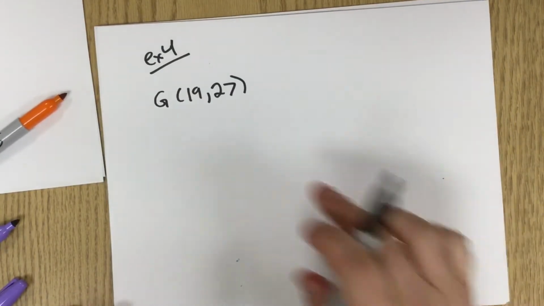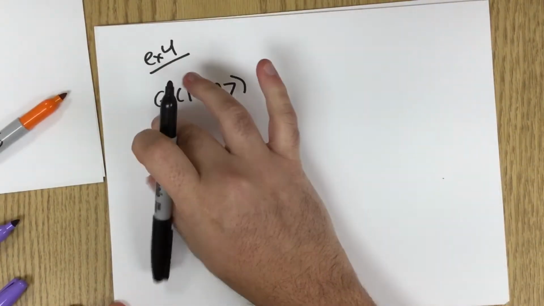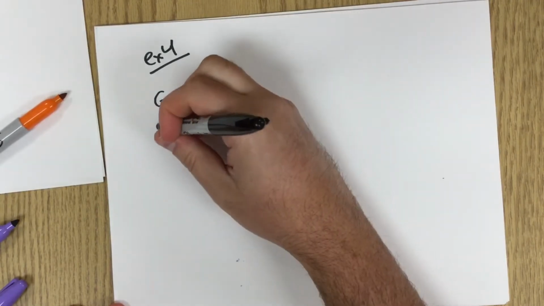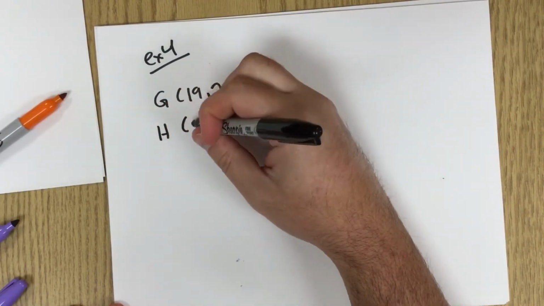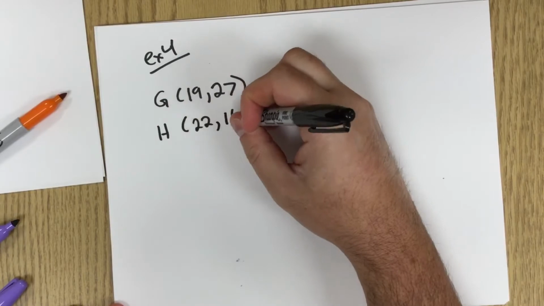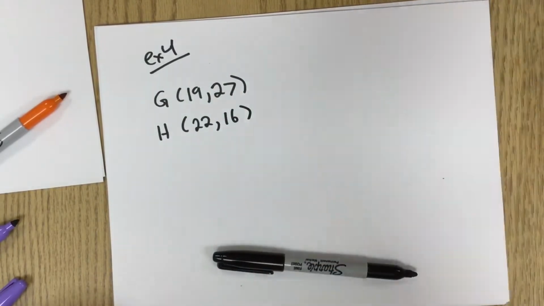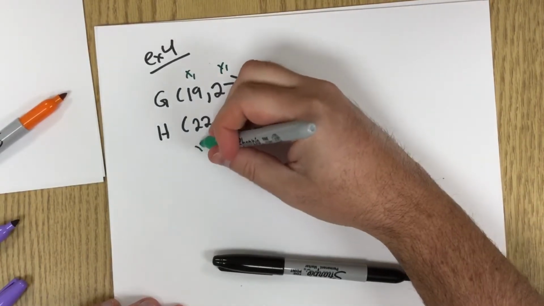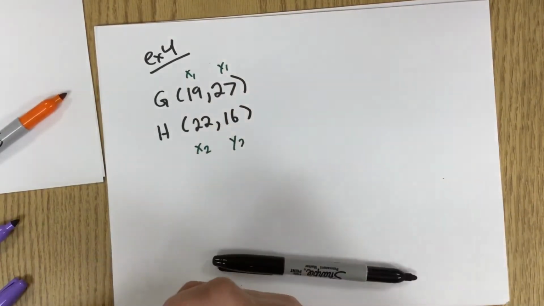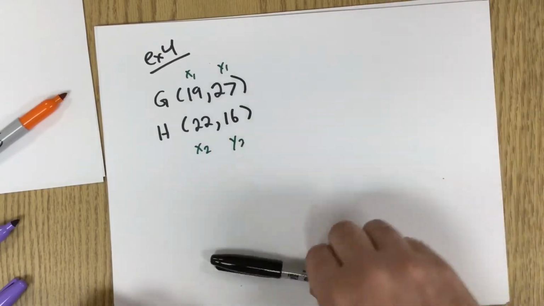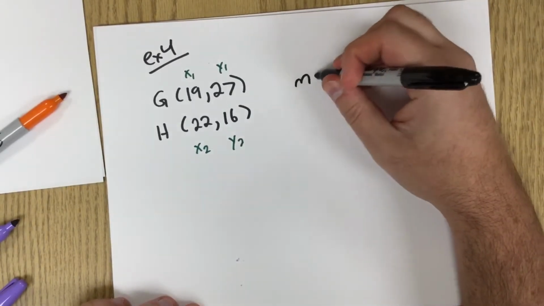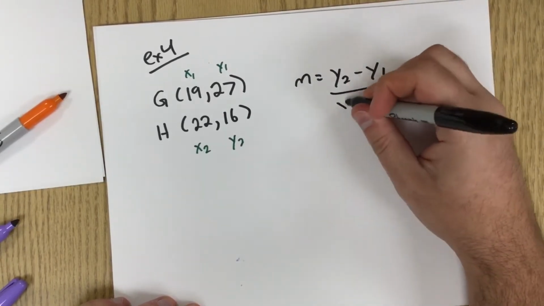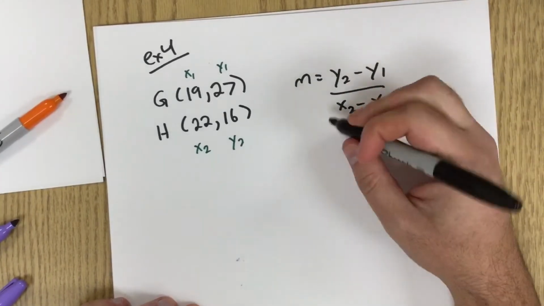Example 4. So G is going to be 9. Remember, these letters don't mean anything. It's just a name for that. G is 19 and 27. H is 22 and 16. X1, Y1, X2, Y2. Slope is y2 minus y1 over x2 minus x1.